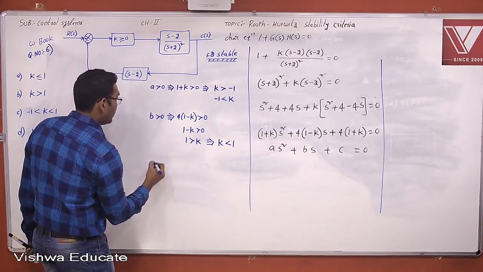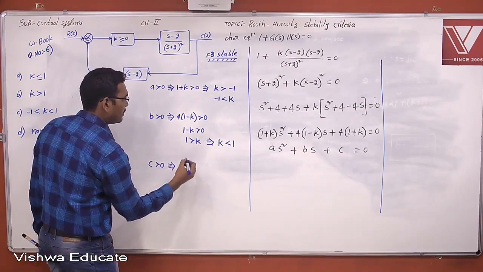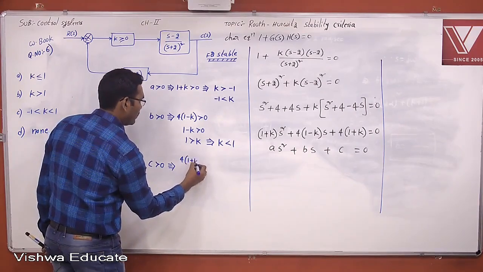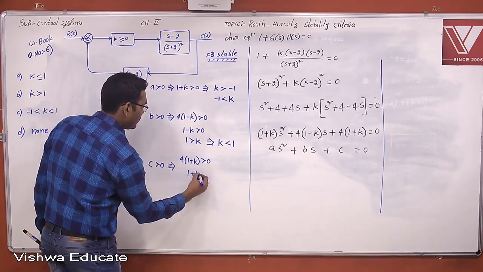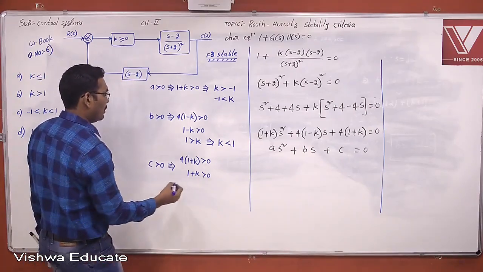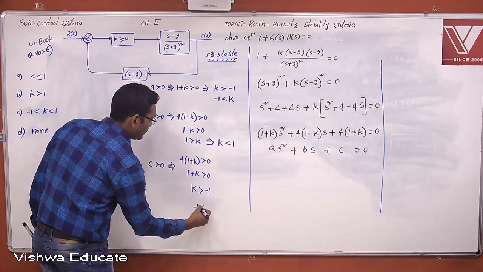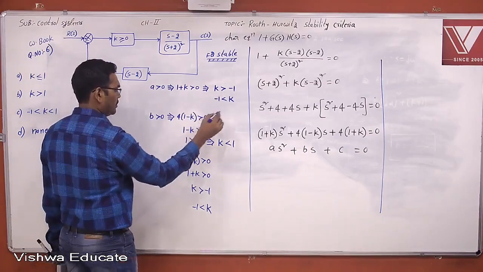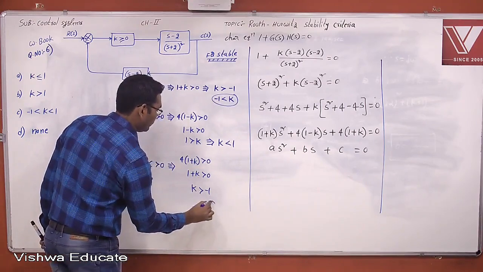Now, another condition, c should be greater than 0. What is c? c is nothing but 4 into (1 plus k) is greater than 0. Therefore, 1 plus k is greater than 0 and k is greater than minus 1. Minus 1 is less than k. This is the same. This a and this both are the same, right? Now this one and this one will be the same.